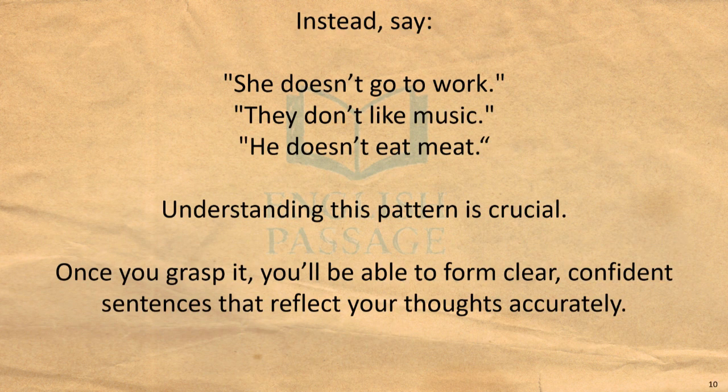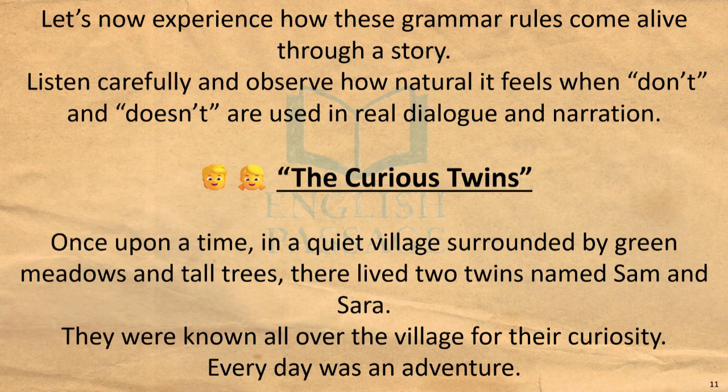Instead, say, she doesn't go to work. They don't like music. He doesn't eat meat. Understanding this pattern is crucial. Once you grasp it, you'll be able to form clear, confident sentences that reflect your thoughts accurately. Let's now experience how these grammar rules come alive through a story. Listen carefully and observe how natural it feels when don't and doesn't are used in real dialogue and narration.